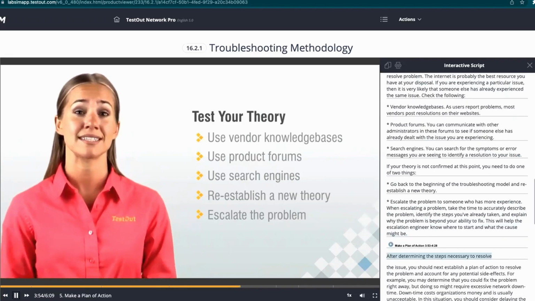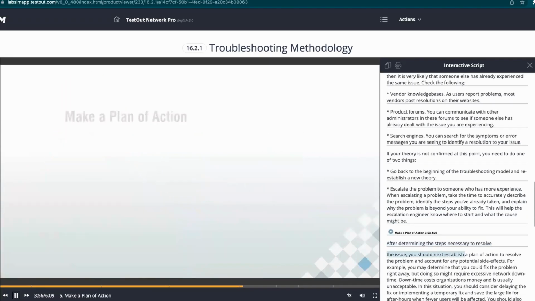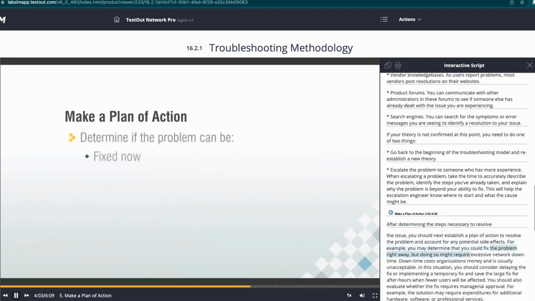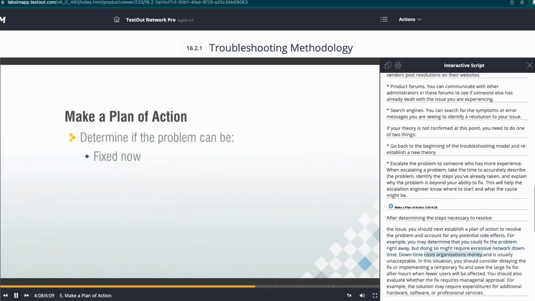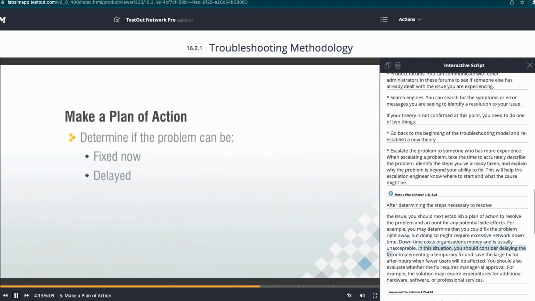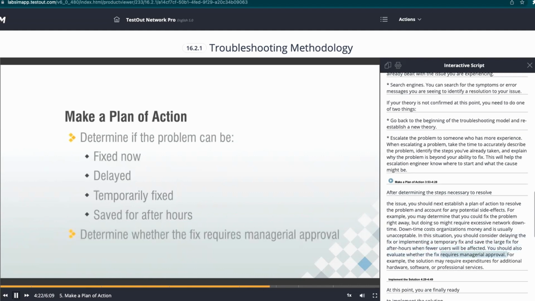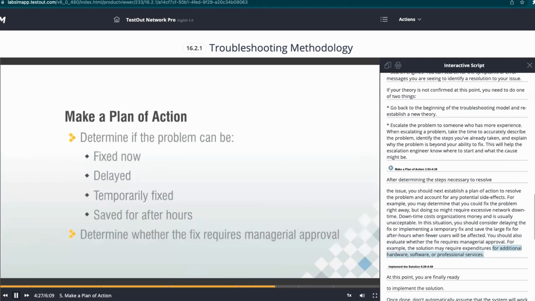After determining the steps necessary to resolve the issue, you should next establish a plan of action to resolve the problem and account for any potential side effects. For example, you may determine that you could fix the problem right away, but doing so might require excessive network downtime. Downtime costs organizations money and is usually unacceptable. In this situation, you should consider delaying the fix or implementing a temporary fix and save the large fix for after hours when fewer users will be affected. You should also evaluate whether the fix requires managerial approval. For example, the solution may require expenditures for additional hardware, software, or professional services.